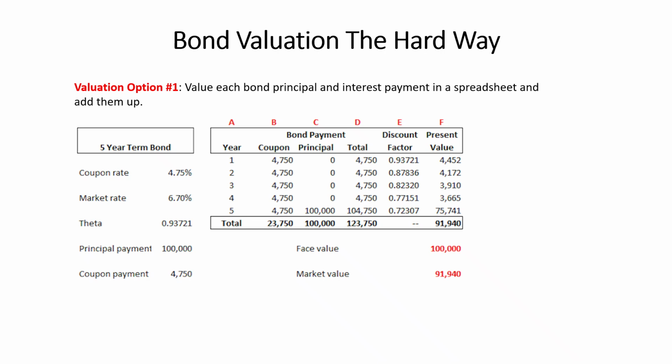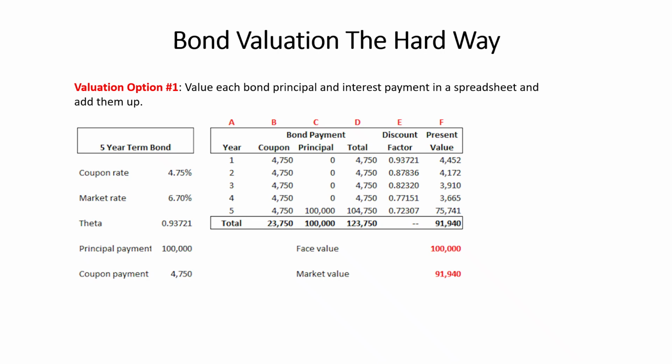We do the same thing for year 2, same thing for year 3, same thing for year 4. And then note in year 5, I'm receiving the coupon payment and my principal payment or my face value. So that payment is going to be $104,750. The question is what would I pay for that today? And what we do is we take the discount factor to the 5th power. And just like in the previous slide, we determined that for a dollar received in year 5, I'm willing to pay 72 cents approximately per dollar for that dollar.